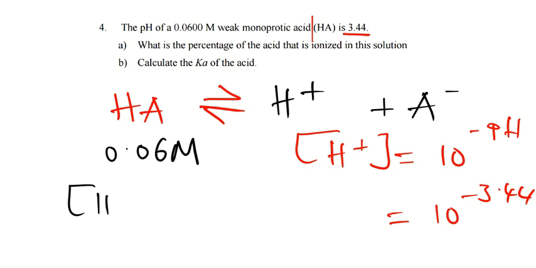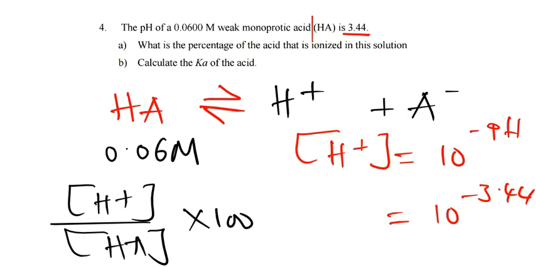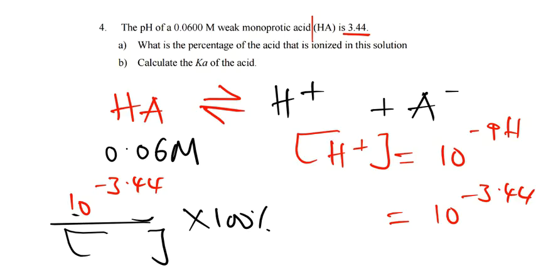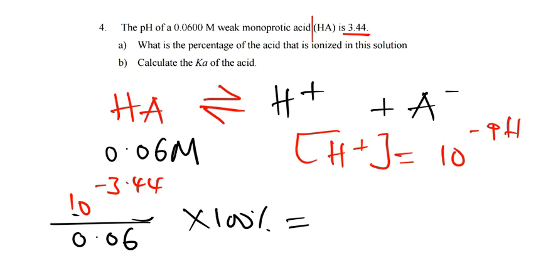The hydrogen ion concentration divided by the acid's initial concentration times 100 gives us the percentage ionization. The hydrogen ion we've said is 10 to the power negative 3.44, which if you punch on the calculator will give you something like 3.63 times 10 to the power negative 4, divided by the acid's initial concentration, which was 0.006, right? That's giving me 0.605% ionization.